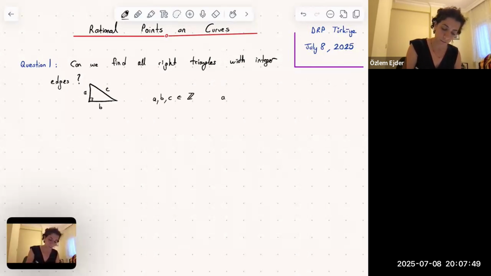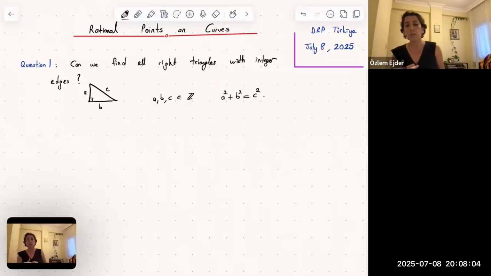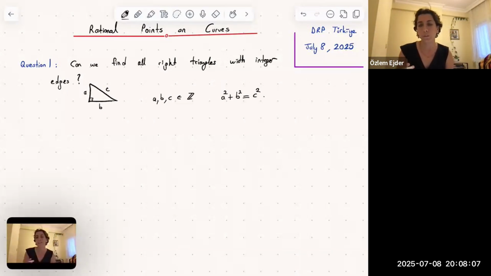And then, of course, if it is a triangle, then they have to satisfy A squared plus B squared equals C squared. Okay, so we already know some examples of these, right? 3, 4, 5, or I think 7, 24, and 25, and so on. You can probably produce many examples, but the question is, can we actually describe them all? Can we give a solution set that is complete? And the answer is yes, we can.